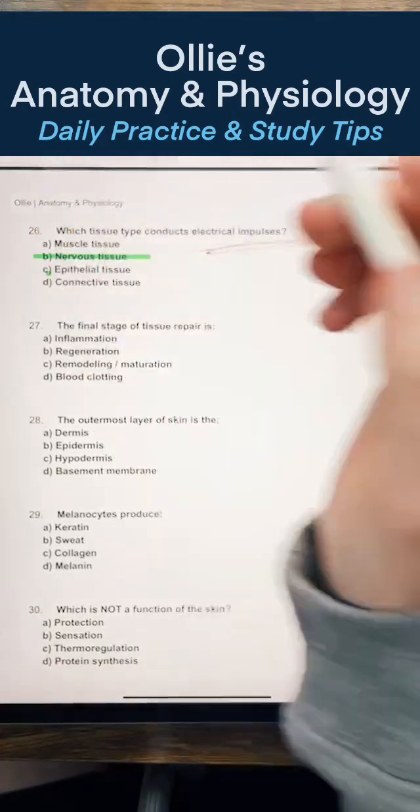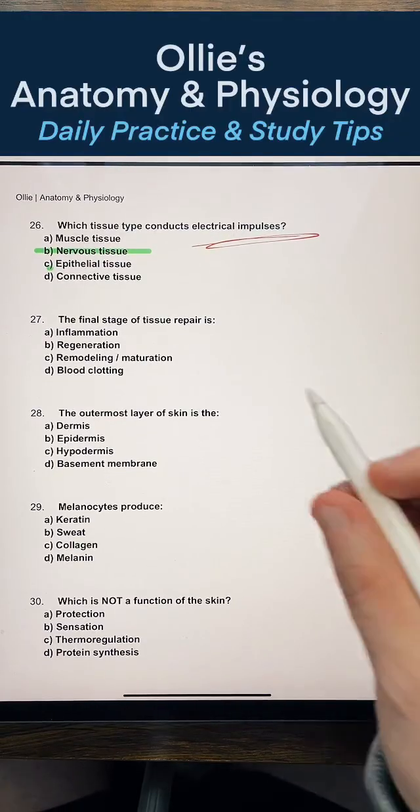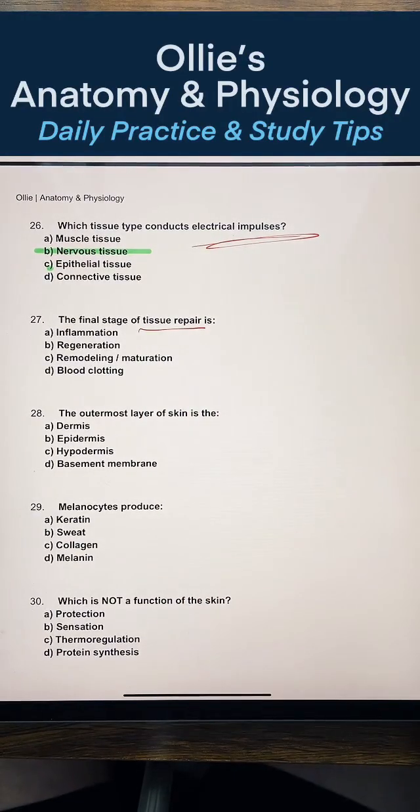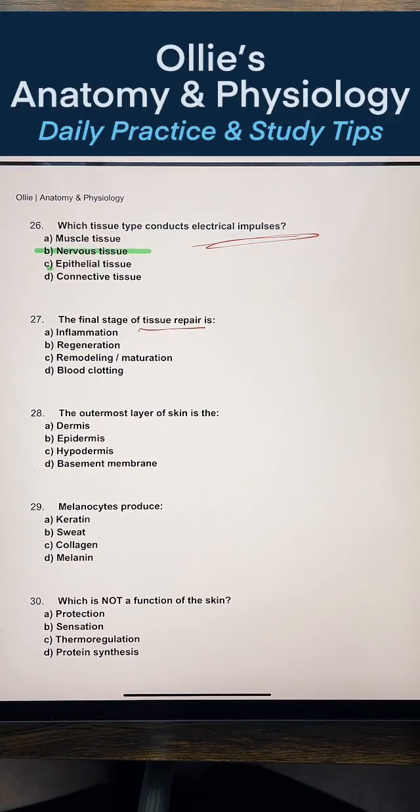The answer is B. It is nervous tissue. Nervous tissue is going to transmit the electrical signals throughout the body. Number 27, the final stage of tissue repair is what? A, B, C, or D?